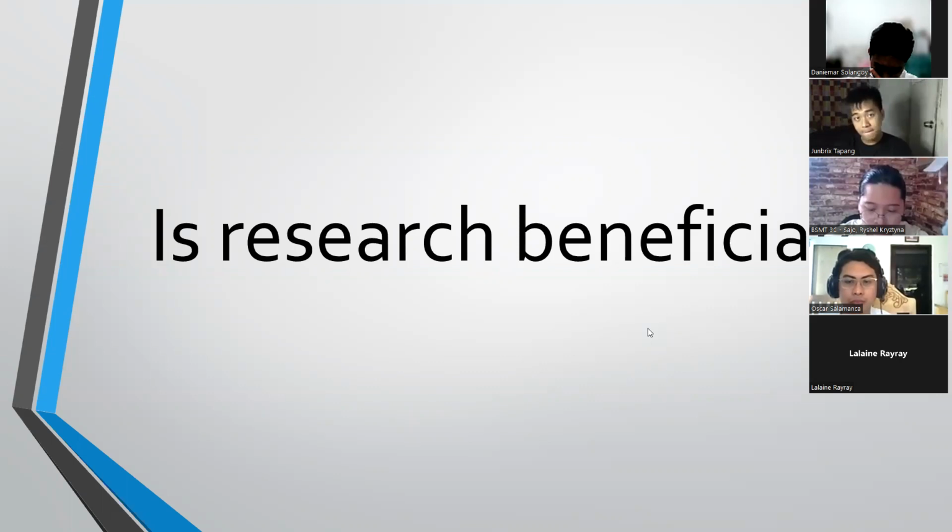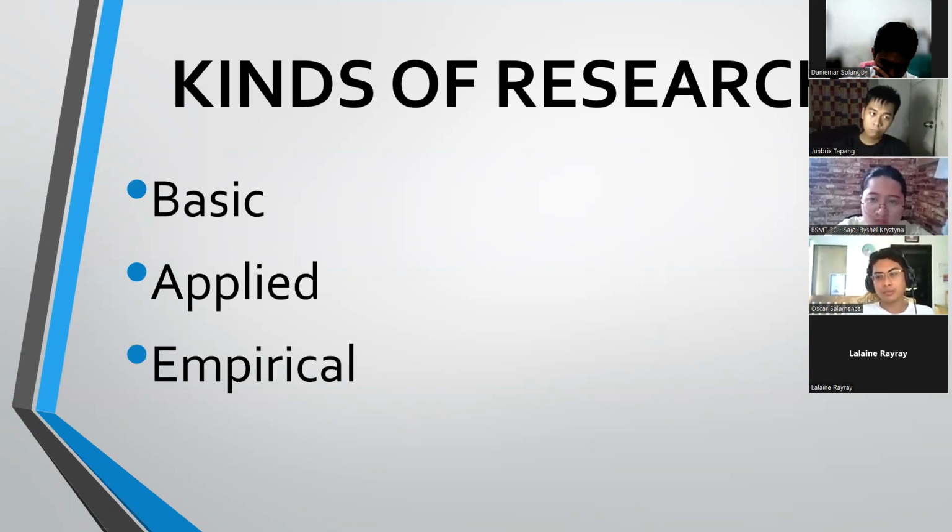A lot of things in our surroundings are actually product of research. We have electric current because somebody conducted research about that. Okay? Yes, to discover a lot of things. A lot of discoveries, our drugs, are product of research. Products of research yan sila lahat. Yung mga alam nyo ngayon sa medtech are all products of research. So definitely, research is beneficial. Okay, now we have kinds of research.